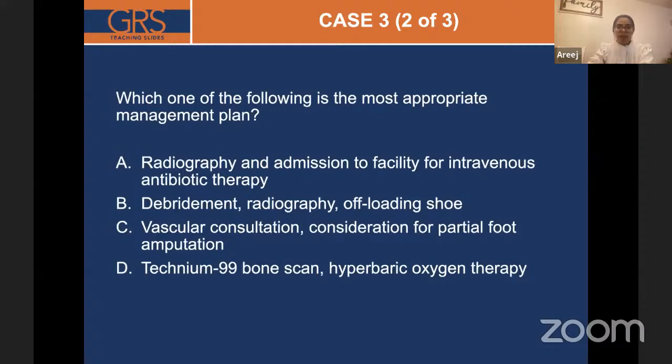Yes, the correct answer is B, debridement, radiography, and offloading shoe. The offloading shoe is a shoe used in a diabetic patient, and for those who have a risk for neuropathic ulcer or foot disorder.